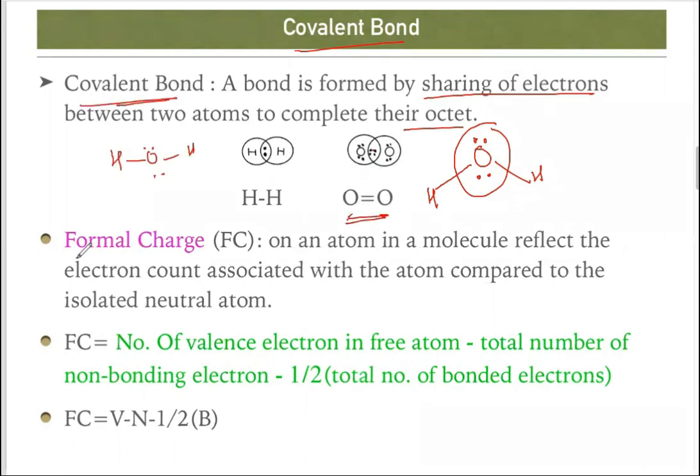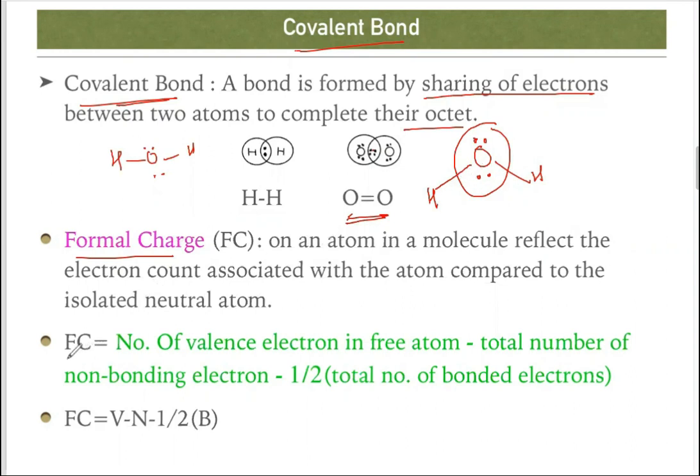Next we'll talk about the formal charge. How is it defined? The formal charge on an atom in a molecule reflects the electron count associated with the atom compared to the isolated neutral atom. What is the meaning? In a molecule there are so many atoms, and the formal charge counts the number of electrons associated with each atom, such as this hydrogen, this oxygen and this hydrogen.